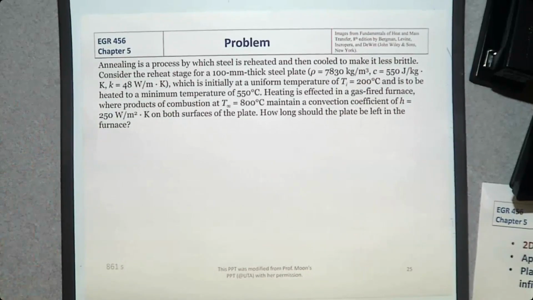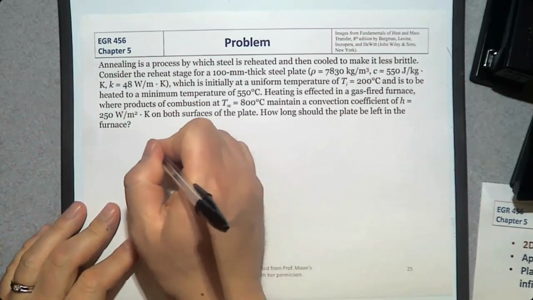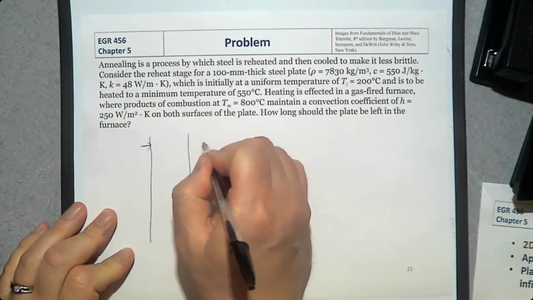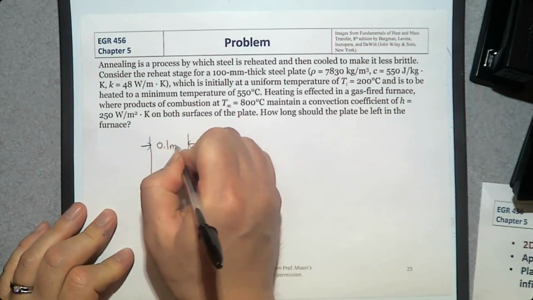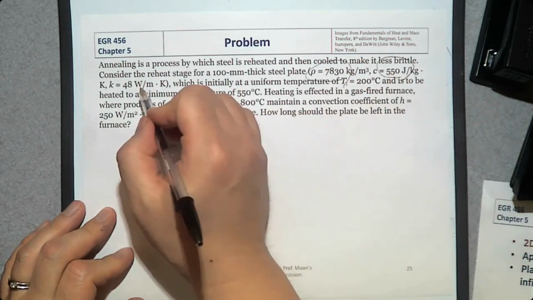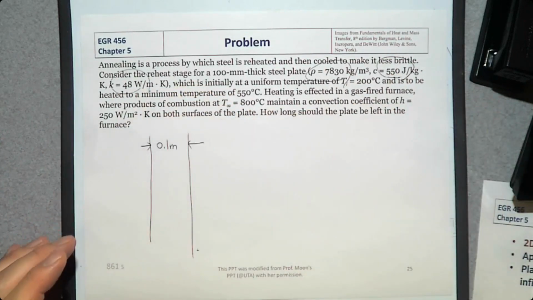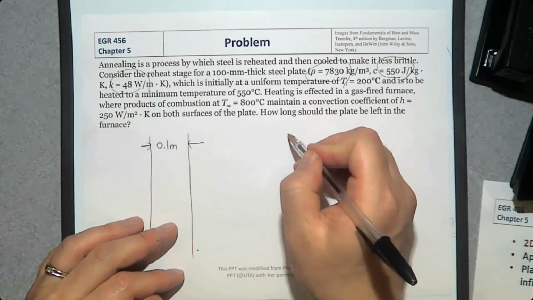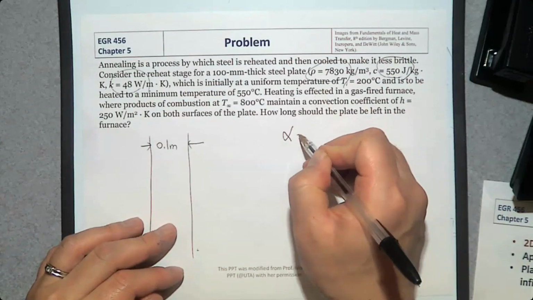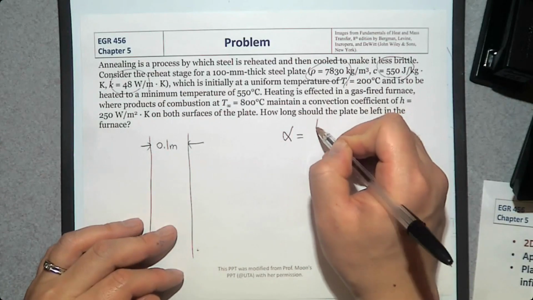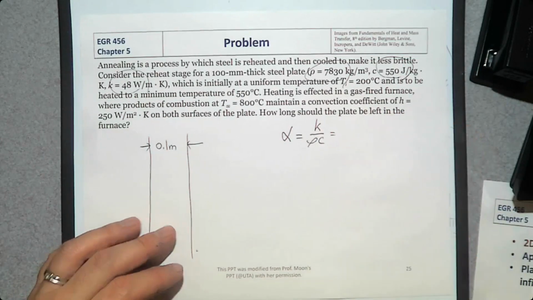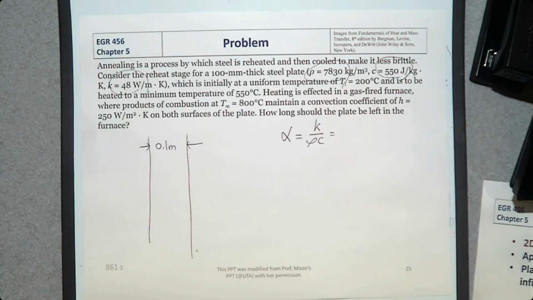Okay, so we have a steel plate whose thickness is 0.1 meter. We have the density, specific heat, and thermal conductivity. Why do we need them? In transient heat conduction, we need to know the thermal diffusivity alpha. By the way, it can be calculated by k over rho C. And we have everything, so you can calculate that.